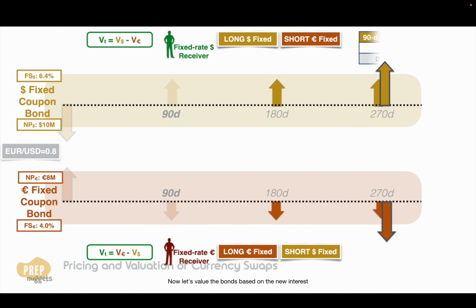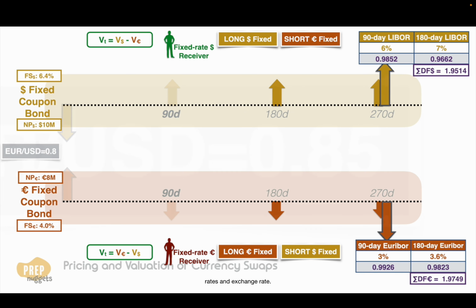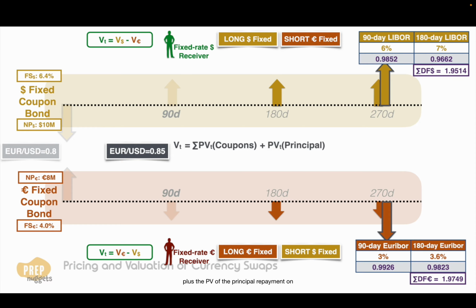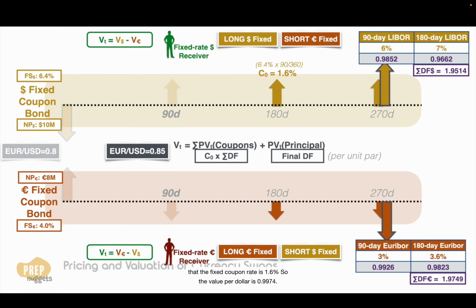Now let's value the bonds based on the new interest rates and exchange rate. As we've learnt in the past lessons, the value of a bond at any point is the PV of the remaining coupons plus the PV of the principal repayment. On a per unit par basis, we can simplify the equation to this form, which allows us to use the discount factors.